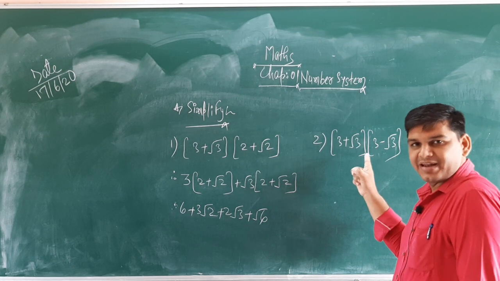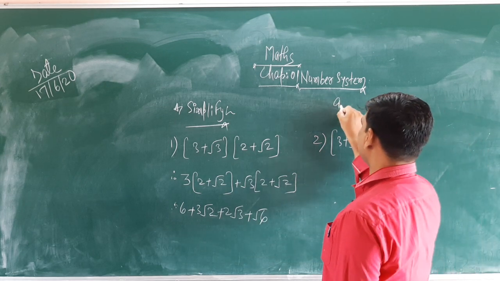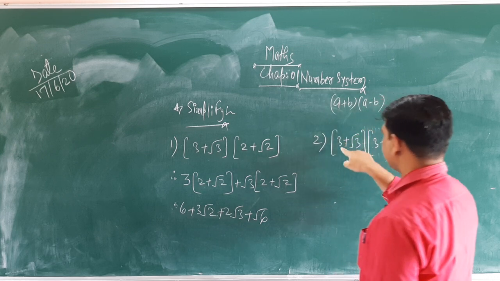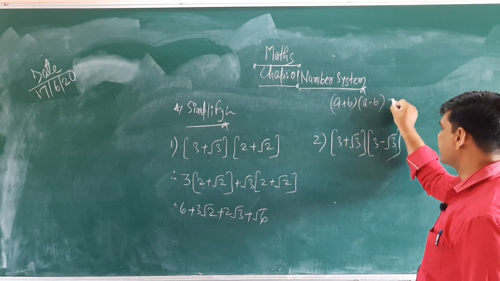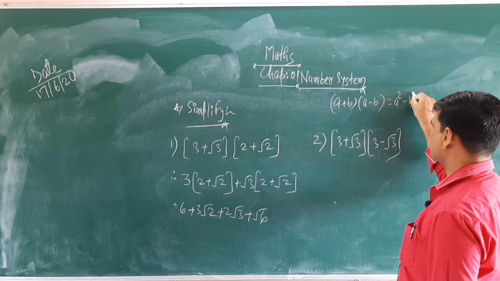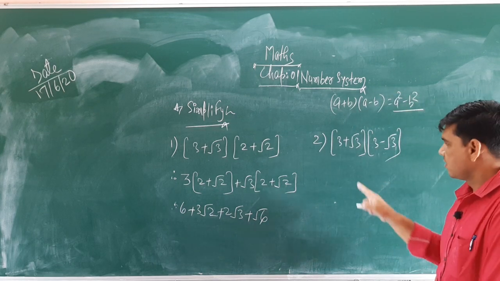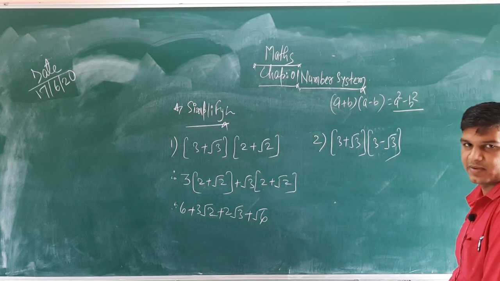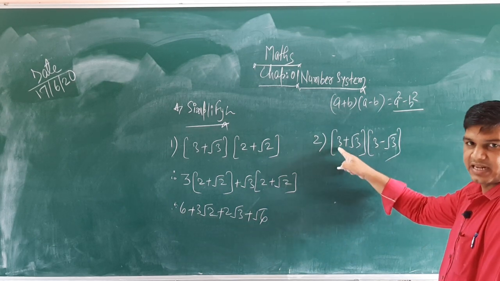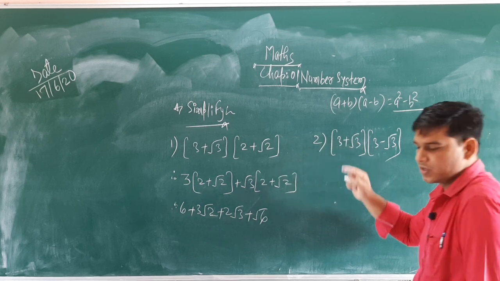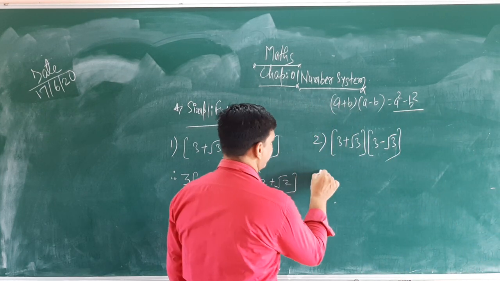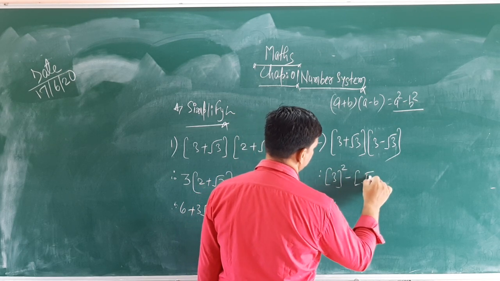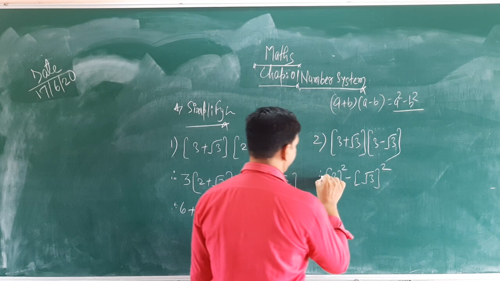Generally, the expansion of a plus b in one bracket and a minus b in another bracket is always a square minus b square, because both have the same numbers a and b but the signs are different. The value of a is 3 and the value of b is root 3. So we make the factorization form: 3 square minus root 3 square.